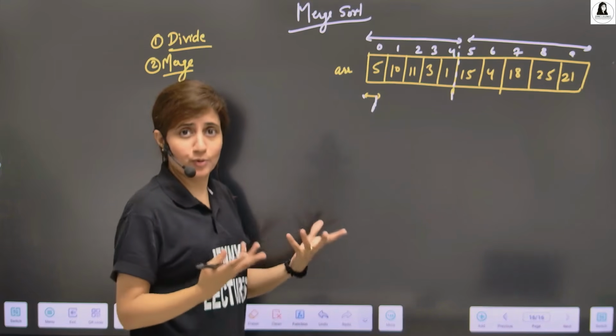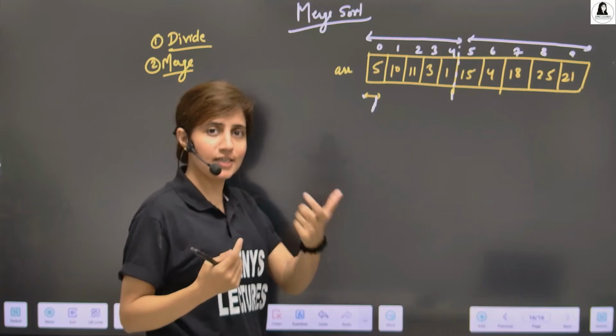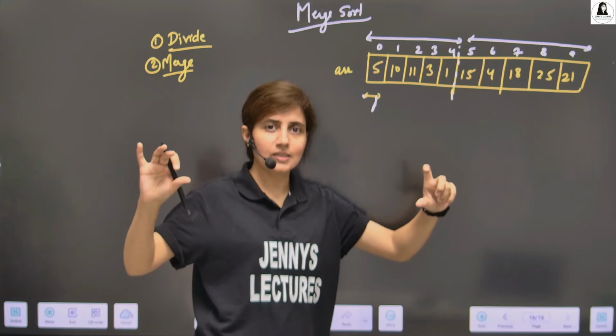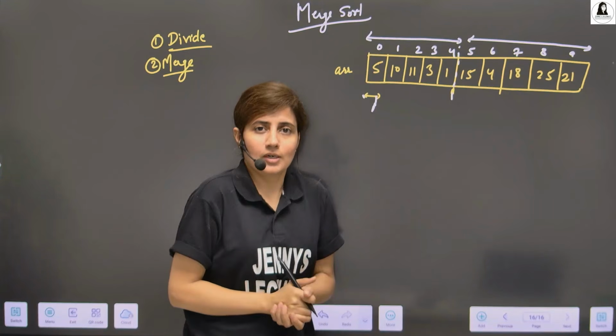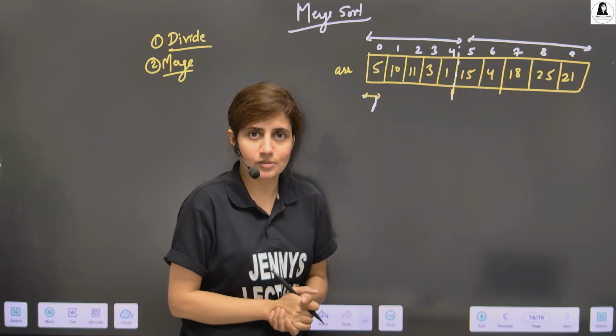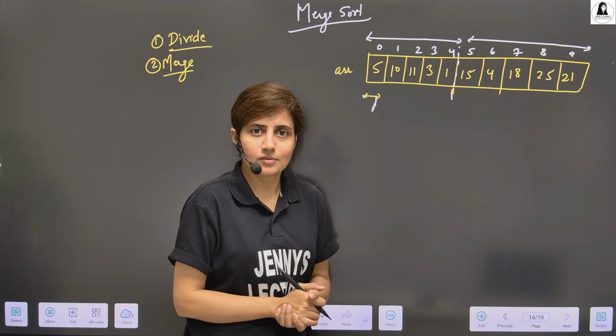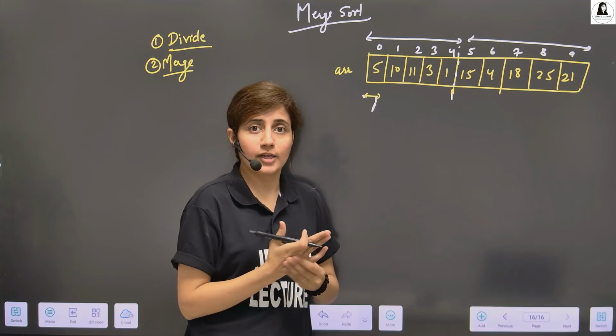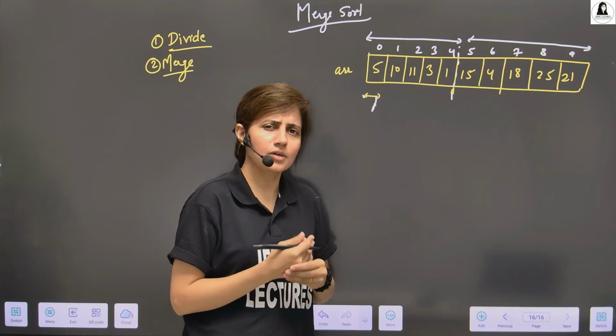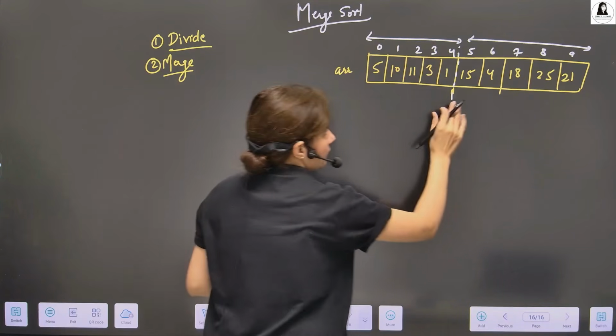Why do we divide? Because then we can easily merge. If I have two sorted lists, I can easily merge them. We know the algorithm and the process. It's not that tough, and the time complexity is also not that high. It's good. So we keep dividing.